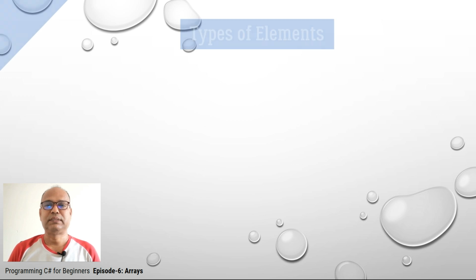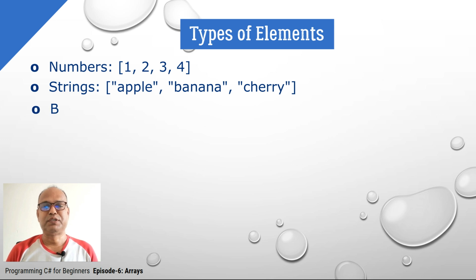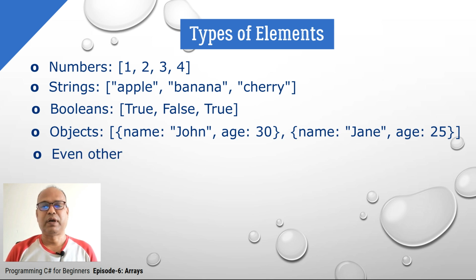Types of elements. Array elements can hold various data types, including numbers [1, 2, 3, 4], strings [apple, banana, cherry], booleans [true, false, true], objects [{name: John, age: 30}, {name: Jane, age: 25}], even other arrays [[1, 2, 3], [4, 5, 6]].